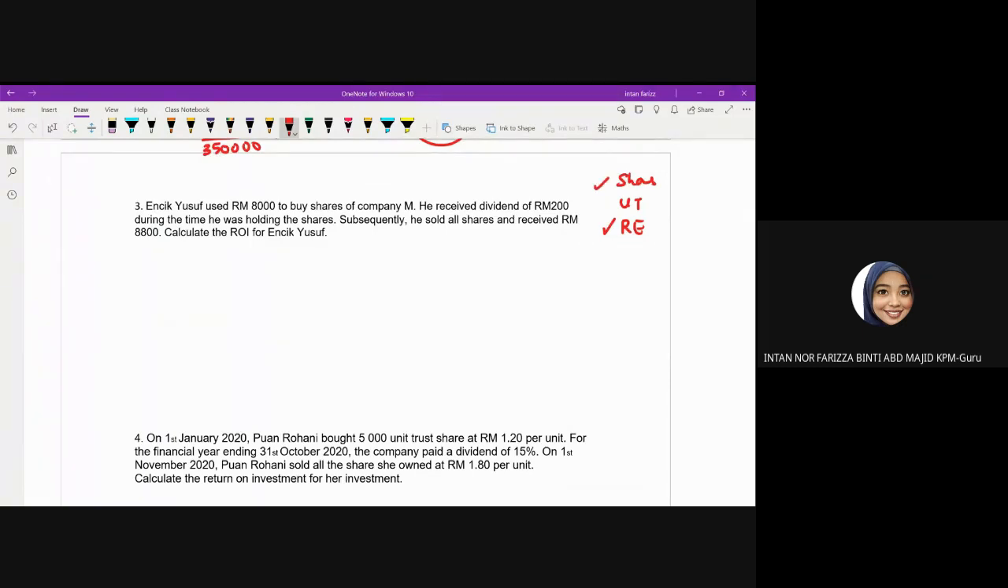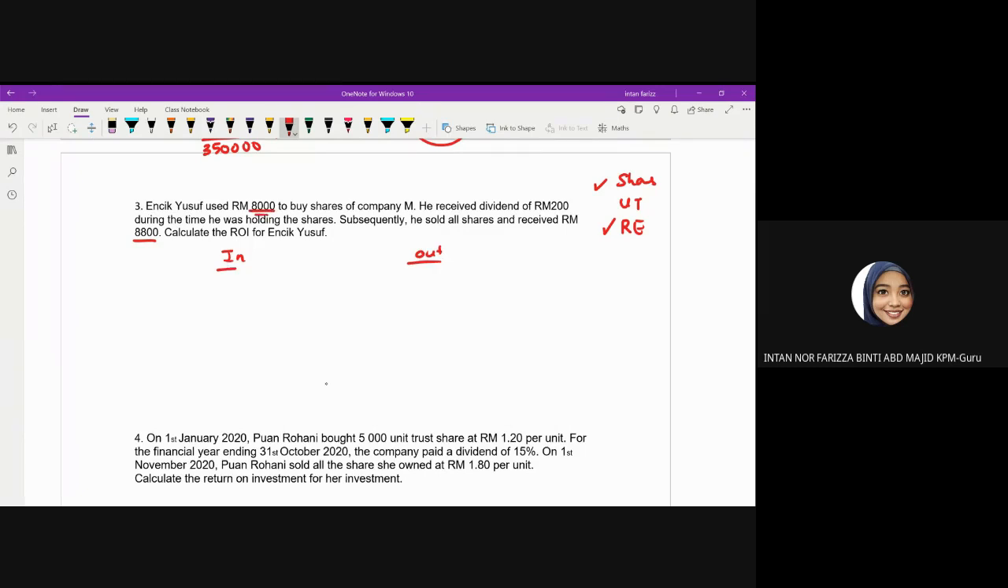Now shares. Encik Yusof used 8,000 to buy shares of company M. He received a dividend of 200 during the time he was holding the shares. Subsequently, he sold all the shares and received 8,800. So you're going to calculate the ROI for Encik Yusof. This is quite easy. So in and out, same thing.